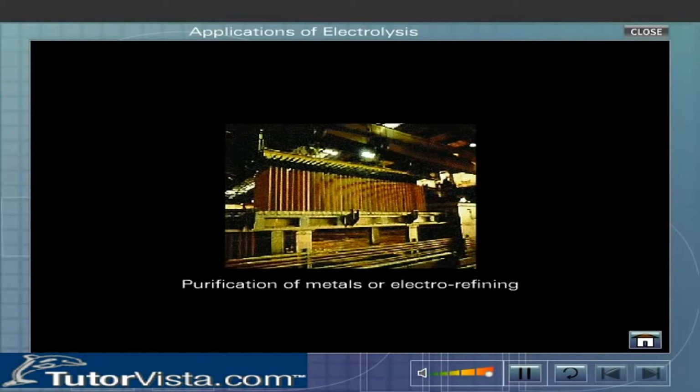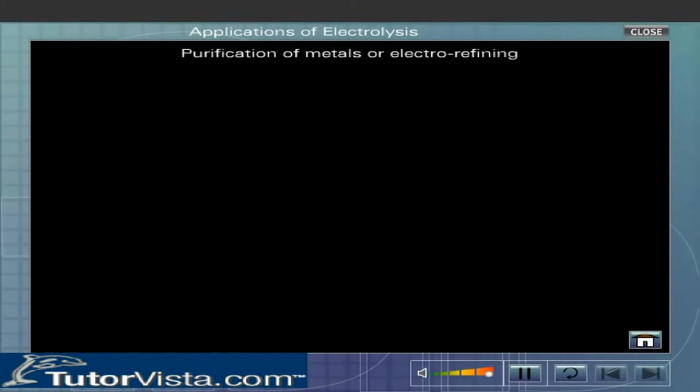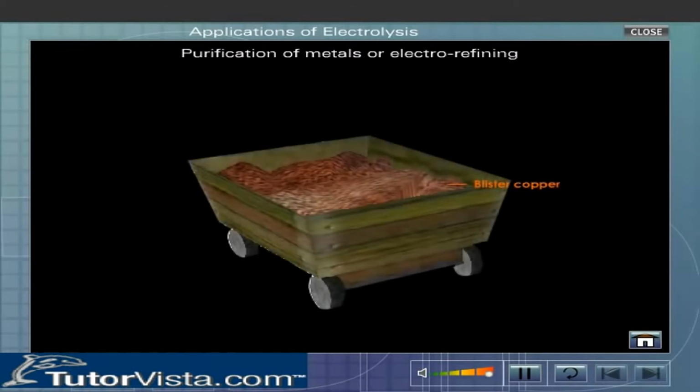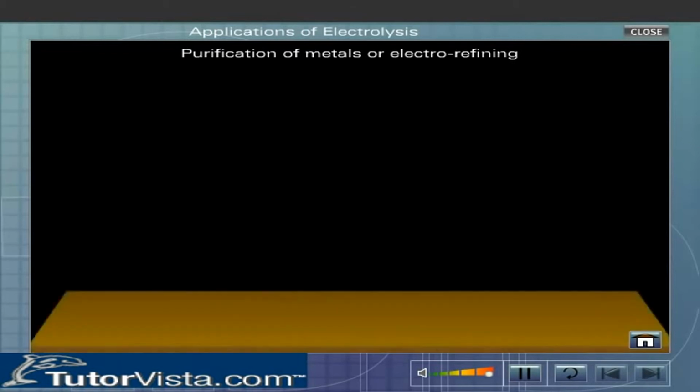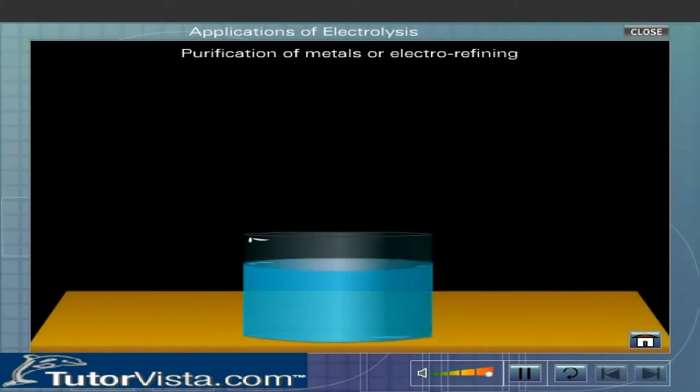Purification of metals or electro-refining. Copper obtained by the reduction of its ore is impure and is called blister copper. By electrolysis, pure copper can be obtained from blister copper. An electrolytic cell is used for electro-refining.